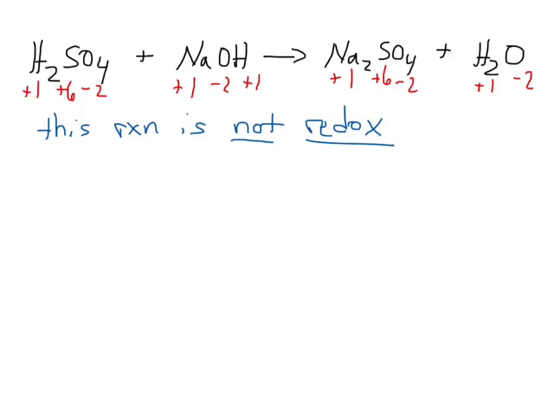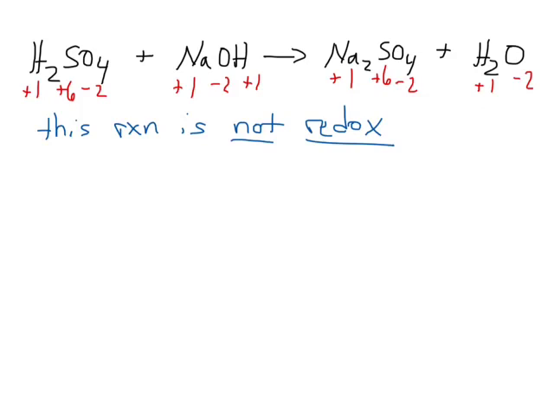We scanned every oxidation number. We found that none of them changed. Therefore, there was no transfer of electrons anywhere in here. And this strong acid, strong base neutralization reaction turns out is not an example of a redox.